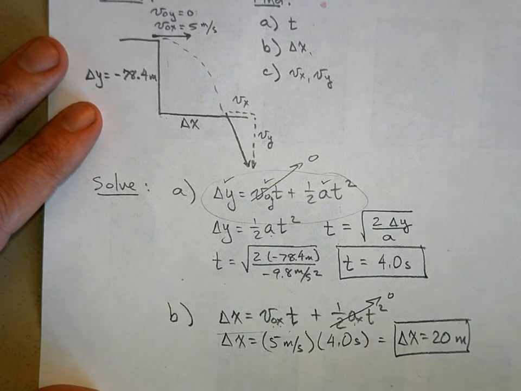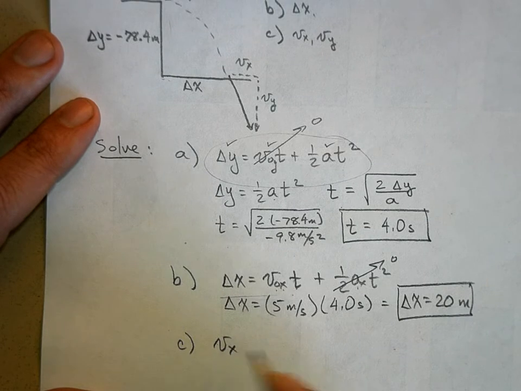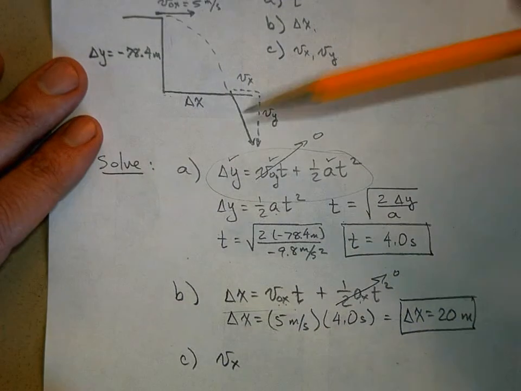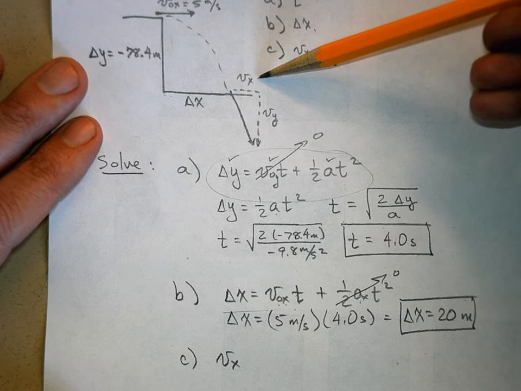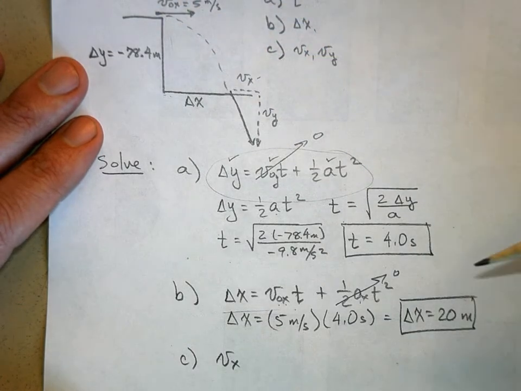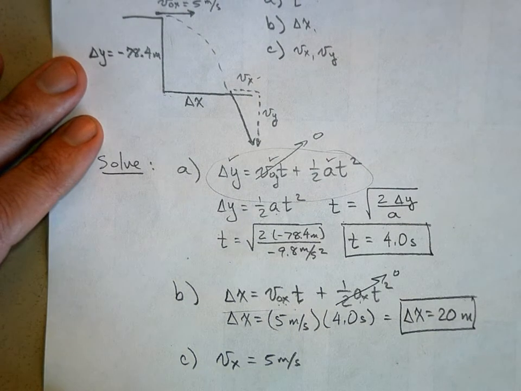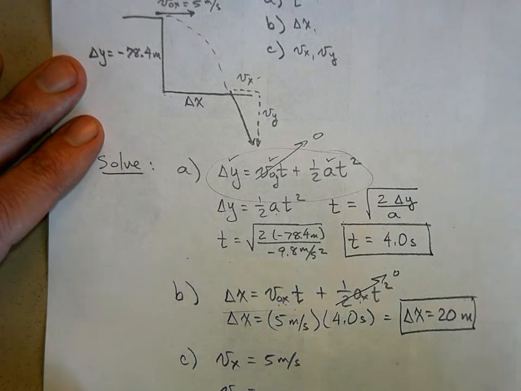Okay, and then part C, the velocity in the x direction, if we want to know what this is, look, the velocity in the x direction doesn't change. There's no acceleration in the x direction. So the velocity in the x direction is constant. It's just 5 meters per second. But the velocity in the y direction does change. Now, you've got a lot of choices here, but I'm going to use the first kinematic equation.